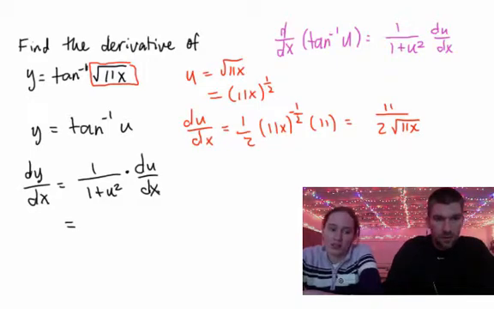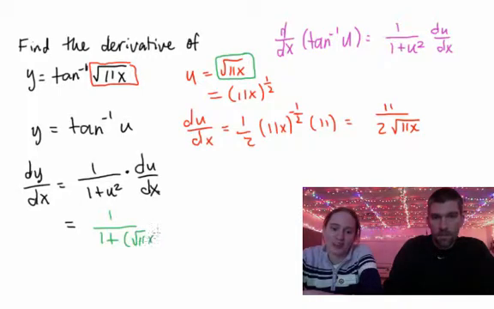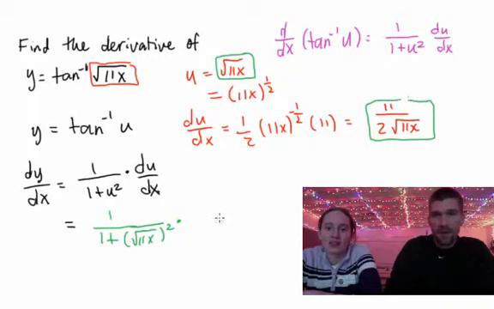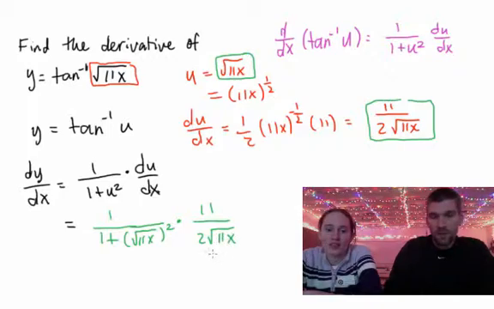So what we're going to end up with is 1 over 1 plus u, here's my u, which is the square root of 11x. Ooh, but we get to square it. That's nifty. Squared. Wow, it's amazing. Times du/dx, which is this hot mess right here. Smirk face over some junk.